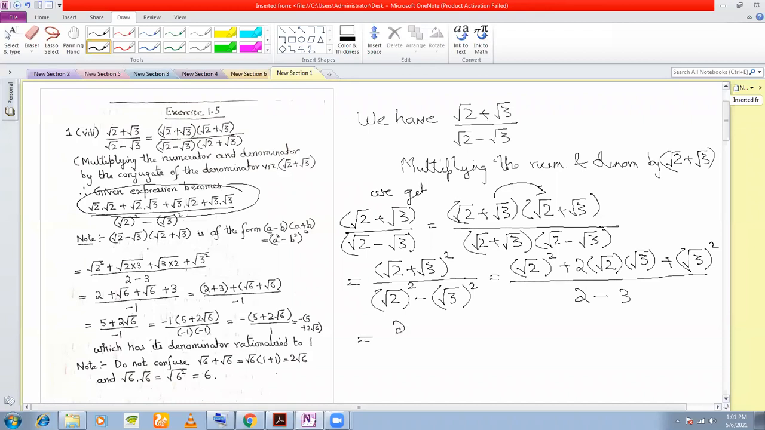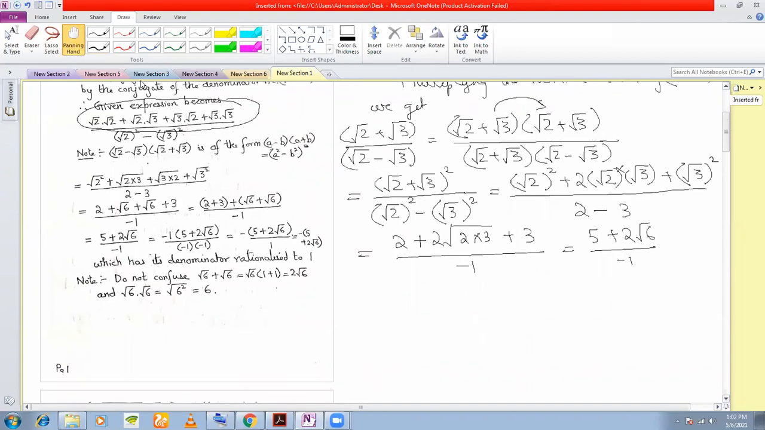So what you get here is 2 plus 2 root, now because there is a multiplication sign in between, 2 and 3 both can enter the radical. So 2 into 3 plus, and root 3 whole square is 3. So this becomes 2 minus 3, which is minus 1. Okay. So now you have 3 plus 2, if you add, you get 5 plus 2 root 6 divided by minus 1. Whether minus is in the numerator or denominator is the same thing. So you carry this negative sign to the numerator. 5 plus 2 root 6. You can also write this as minus 5 minus 2 root 6.